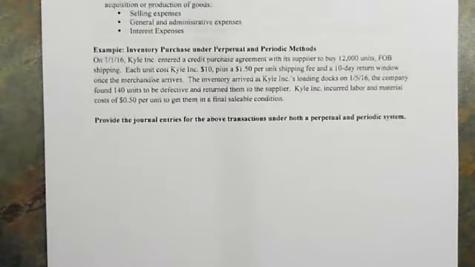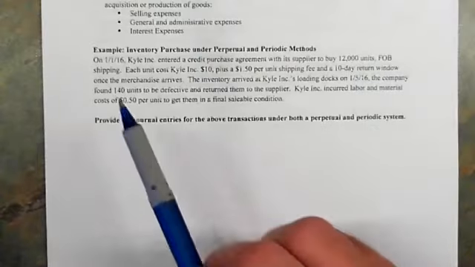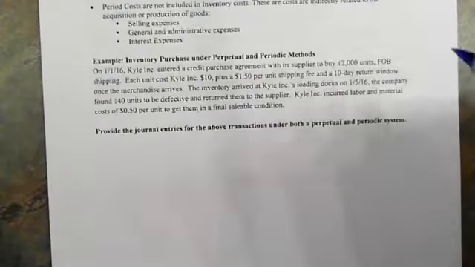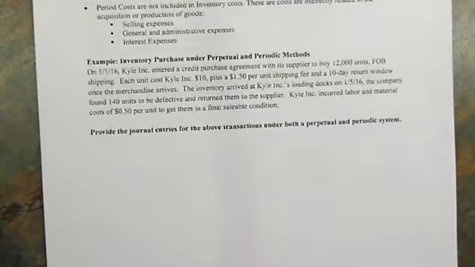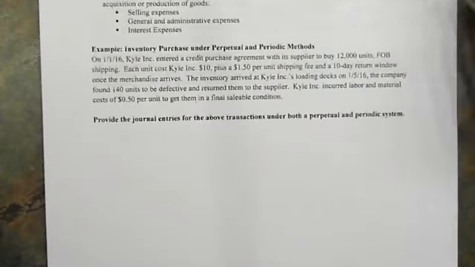If it's shipping point, we want to record it whenever it was shipped. We don't have to wait until it comes to the loading docks to include it in our inventory. So that's, again, something you want to think about. It's not the end of the period, so it's not quite as crucial, but you always want to keep your eye on that. The inventory arrived at Kyle Inc.'s loading docks on January 5th. They found 140 units were defective and returned them to the supplier. Kyle incurred labor and material costs, 50 cents per unit, to get them in a final saleable condition.